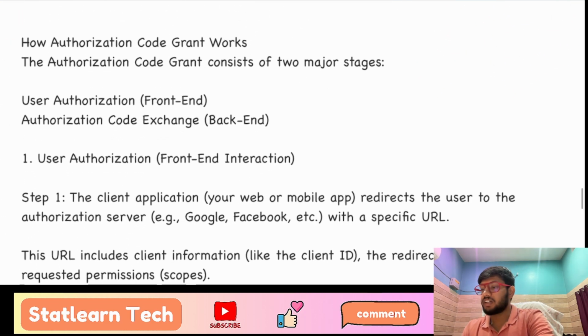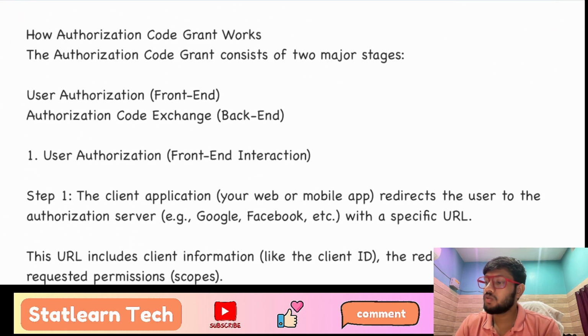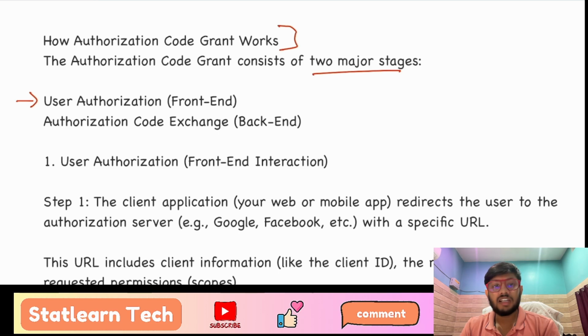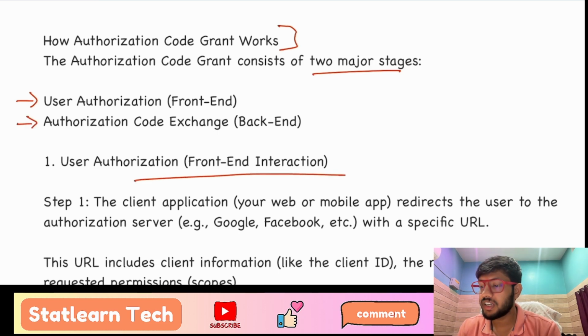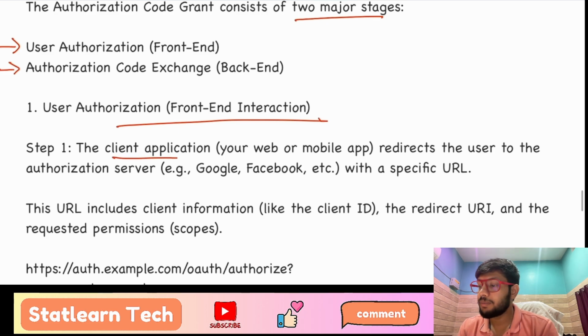So now let us see this again. How does the authorization code grant type work? Well, you have to understand this very clearly because this is one of the most used grant types. So it has two major stages. Firstly, the user authorization, and secondly, the authorization code exchange. In user authorization, this is a front-end interaction in which the client application, or your mobile app or web app, will redirect the user to the authorization server.